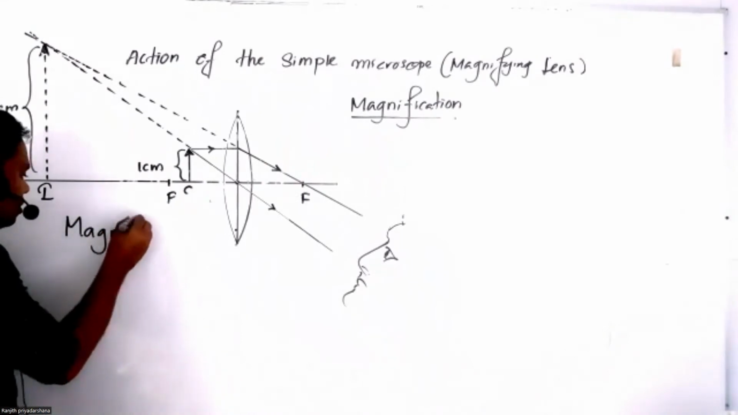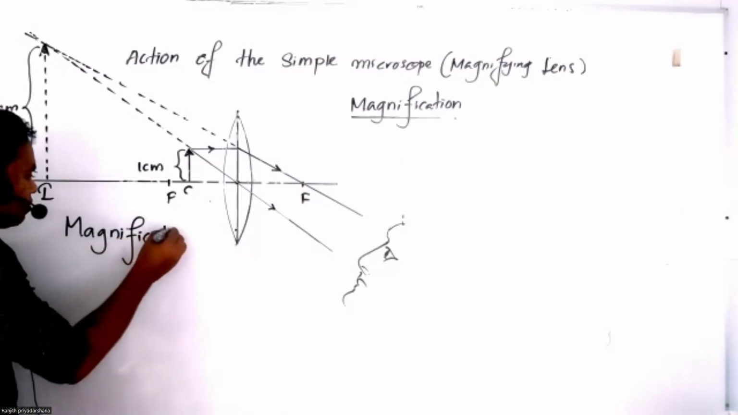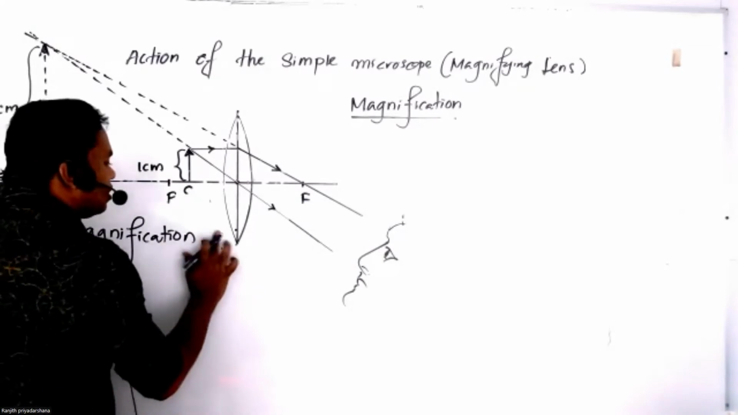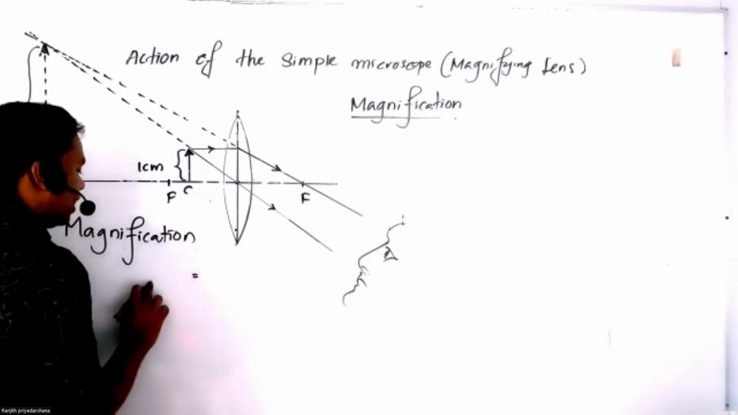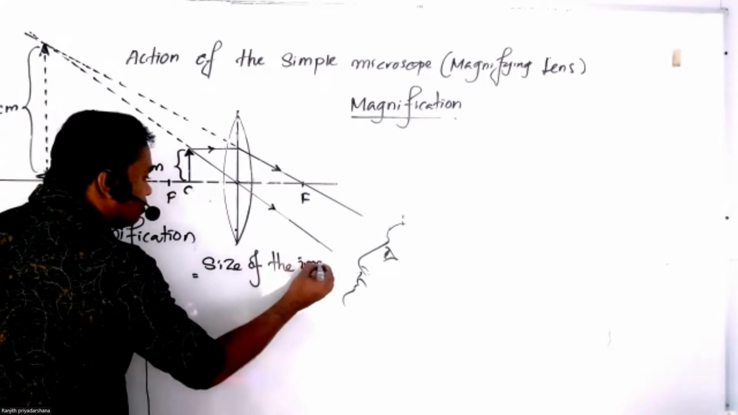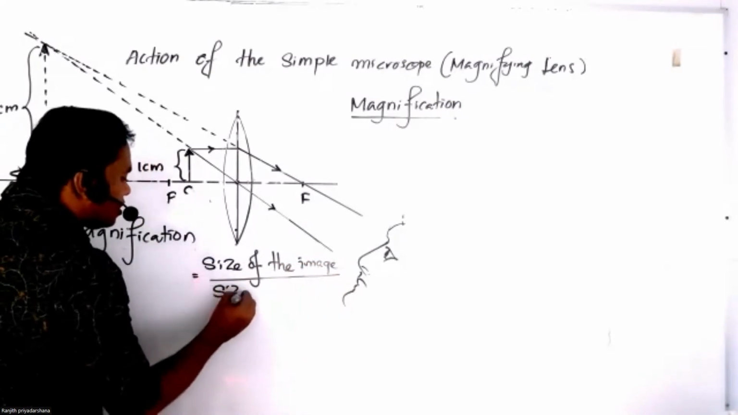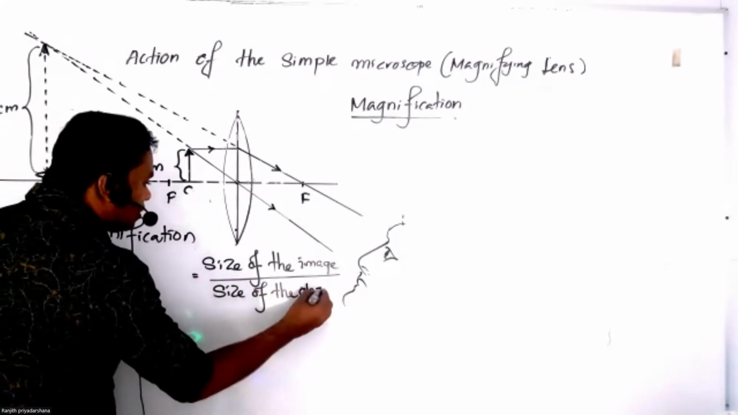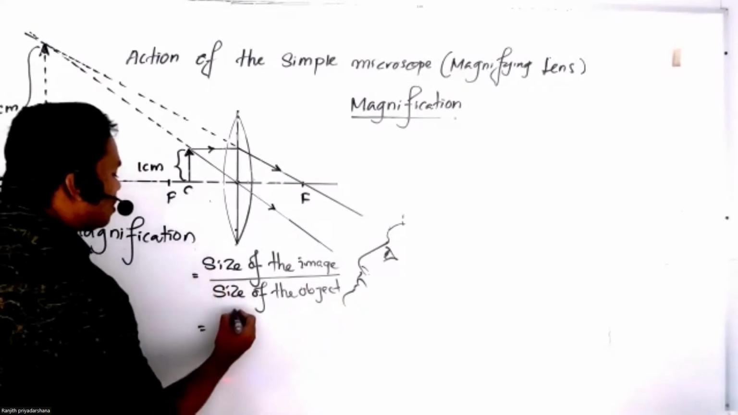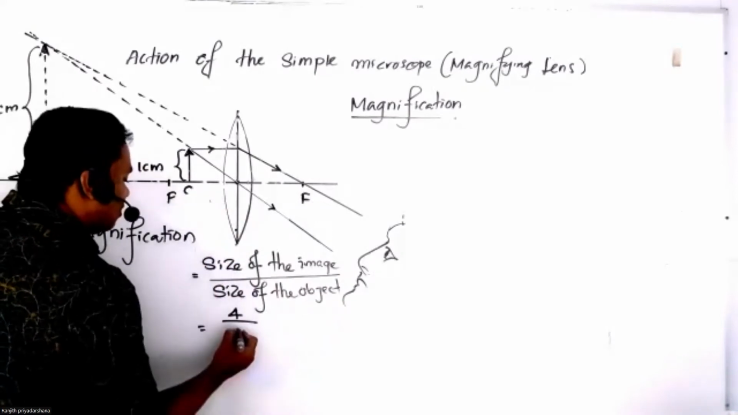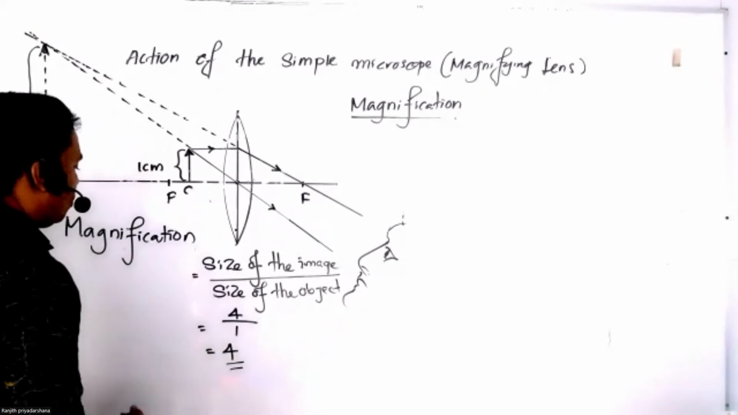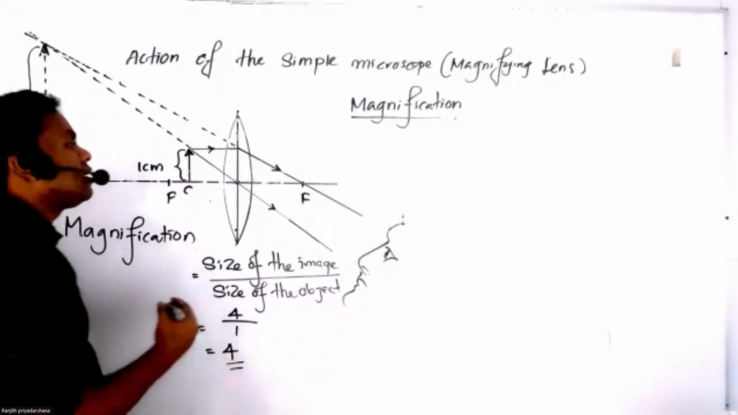The maximum magnification here is 4 times. If you write it as an equation, size of the image, you divide it with the size of the object. Size of the image is divided by the size of the object. What's the size of the image? That's 4. Size of the object, that's 1. So 4 divided by 1 equals 4. Therefore, magnification equals 4.